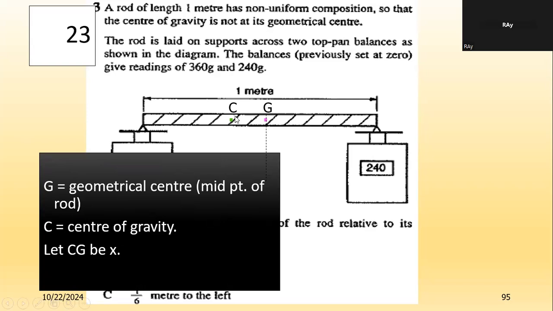And let CG be X, because that's what we want to find. And the weight is 9.81 times 8.1. So that is where the weight will act. There's a distance X. The geometrical center to the end is 0.5 meter.